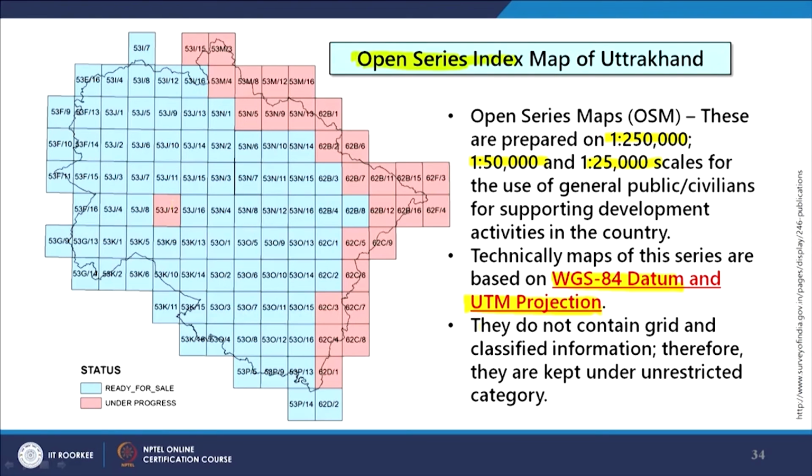And these topo sheets, if you buy open series, they do not contain any grid, that is latitude longitude grid, and they do not contain classified information. Therefore, they are kept under the unrestricted category. So, these are available to anyone who requires them for their usage, maybe for development of an area or for GIS purposes or for some project or construction or any other thing. Because of no restriction, and now using GPS or GNSS, you can plot the locations very accurately on this one. So, this brings to the end of this discussion on map projection.